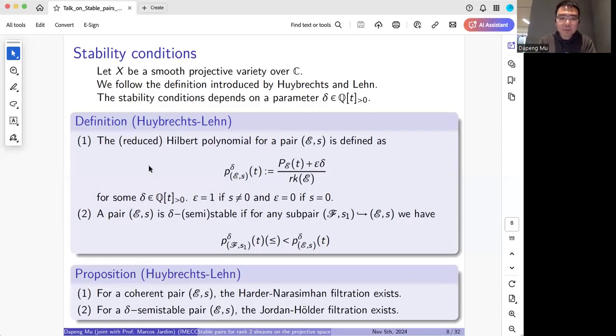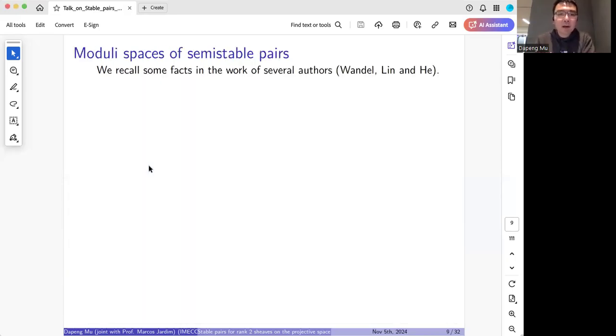Okay, and the next result says that, similar to the case of sheaves, the Harder-Narasimhan filtrations and Jordan-Hölder filtrations exist. I think most of you know about this, so I don't want to talk more in detail. Harder-Narasimhan filtrations and Jordan-Hölder filtrations exist. And then I will talk about the moduli spaces. I think the following few results were due to these authors. They work on some higher dimensional varieties and in the more general context of coherent systems.